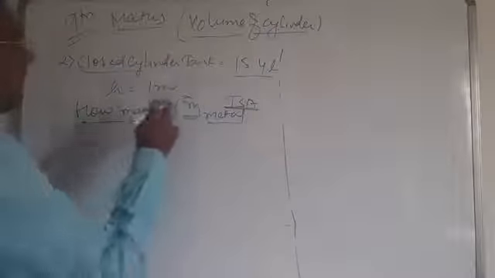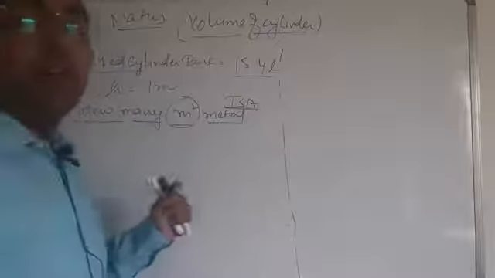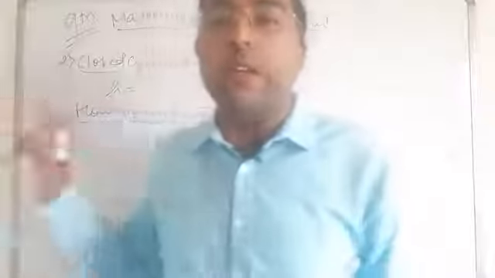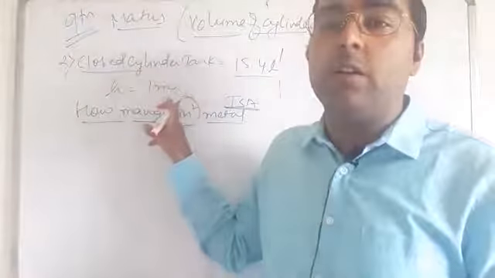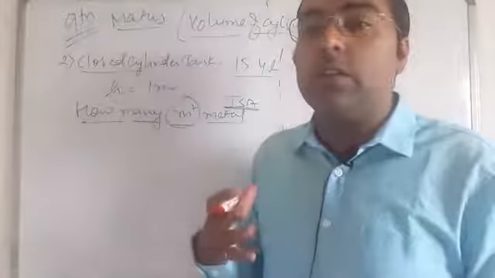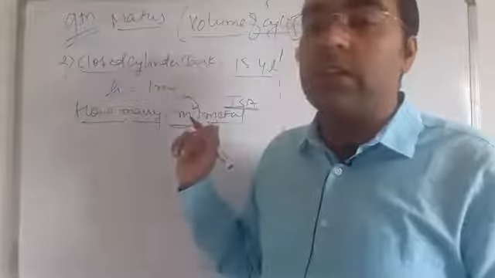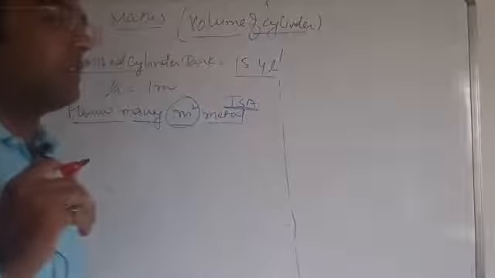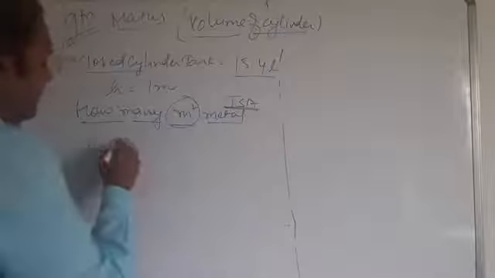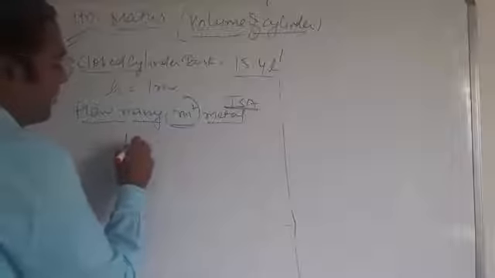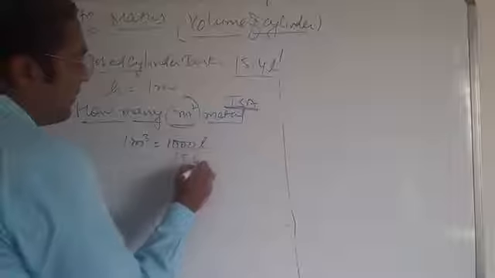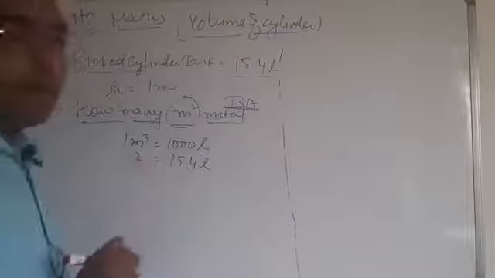Okay, so for that my volume is given. Here my volume is given in liter. So first of all I have to convert that liter into meter cube, because without converting I cannot find the radius of the cylinder using the volume of the cylinder. Okay, so first of all 1 meter cube is equal to 1000 liter. So 15.4 liter, how many meter cube is that?